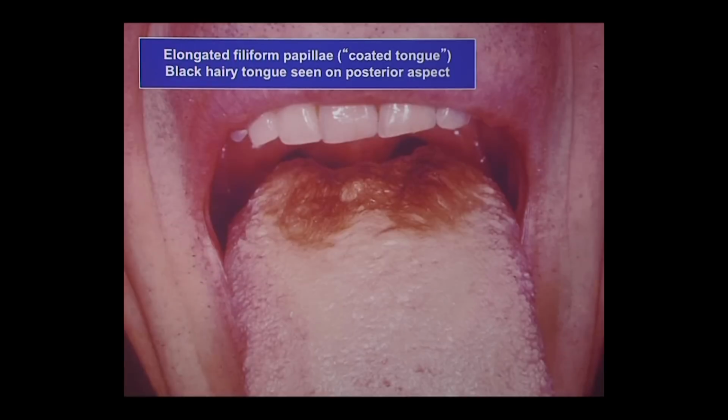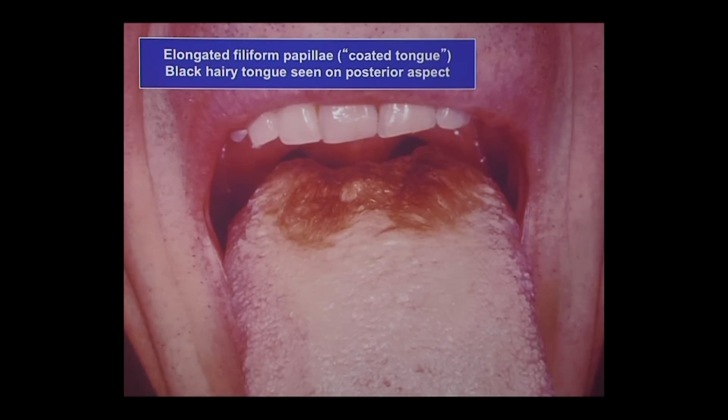So this is what I described to you as black hairy tongue. So you see in the back, see here how this sort of coating, these are very long filiform papillae, and then in the back of the tongue, these filiform papillae have stained, maybe because this person drinks a lot of coffee or tea, and it's basically just stained elongated filiform papillae.